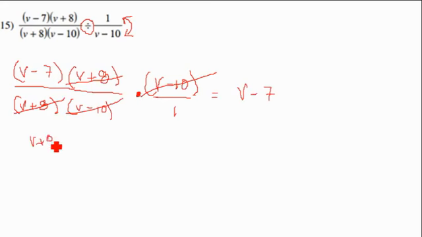Don't forget to include your excluded values. So v plus 8 equals 0, so v equals negative 8. That's an excluded value. V minus 10 could equal 0, and so v equals 10 is an excluded value. So my excluded values are negative 8 and 10.